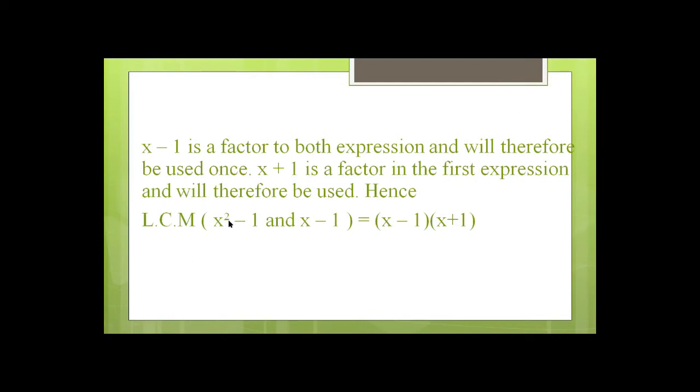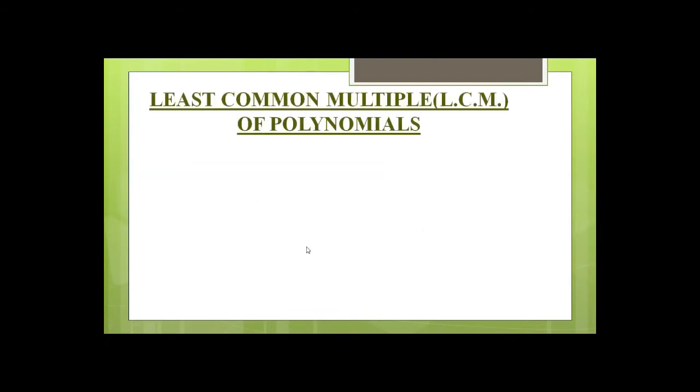a factor in the first expression and will therefore be used. So the LCM of x square minus 1 and x minus 1 is x minus 1, which is the common factor, and x plus 1, which is the uncommon factor. These two terms will combine to get the LCM of the question. Now move towards the next topic, that is the least common multiple, LCM, of polynomials.